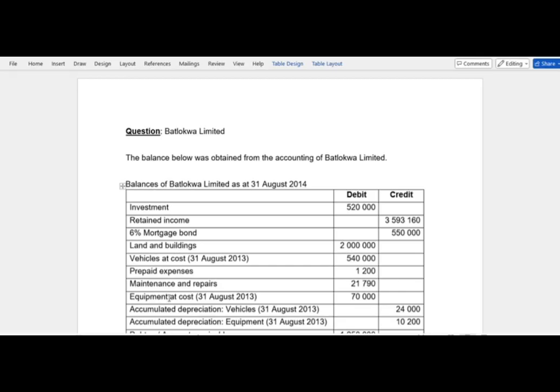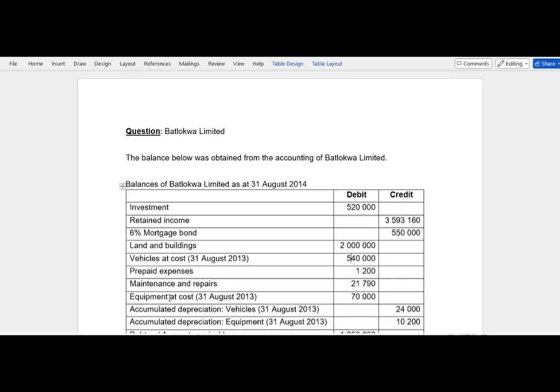When we prepare the statement of profit or loss, we need expenses and incomes for the whole year, which is a 12 months period, not 13 months and not 11 months, nothing more or less than 12 months. We only need everything for 12 months for that particular year, right?